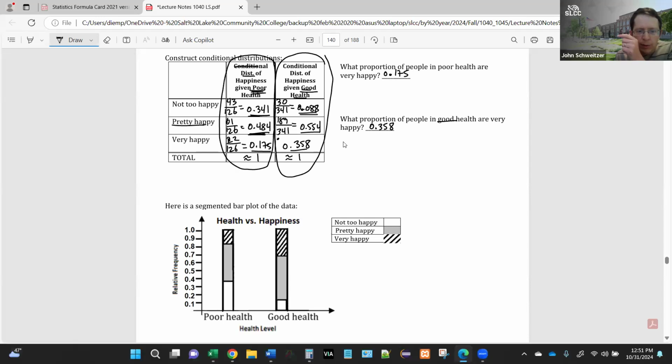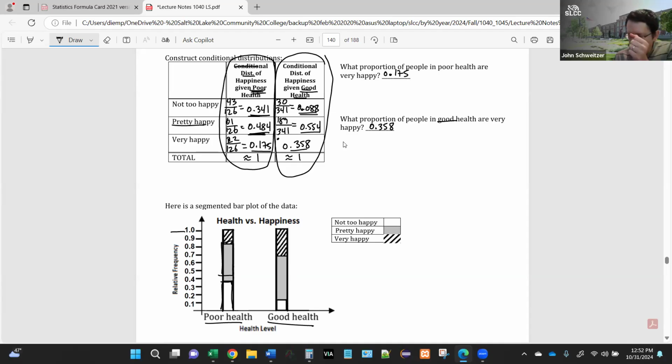So we're going to have a bar above the poor health. We're going to have a bar above the good health. And then each one gets a bar. The bars are the same height, okay? At least when we do a relative frequency, which is what we typically will do, because each one has 100% of the people in that level of health, right? So each bar goes to 100% or to 1, and then within each one, we're going to segment on the level of the response variable.